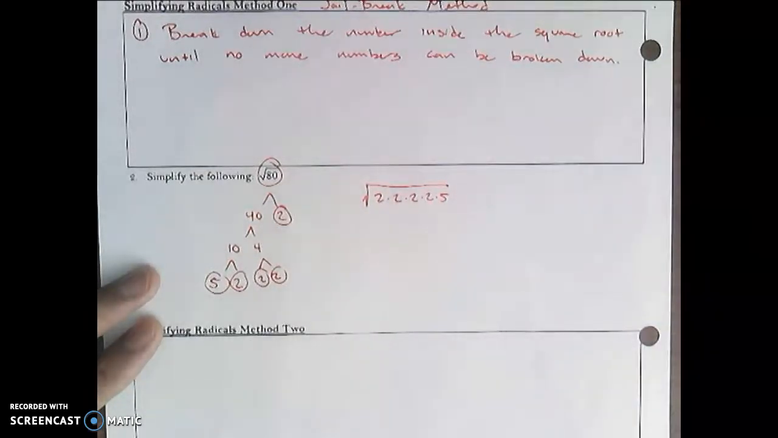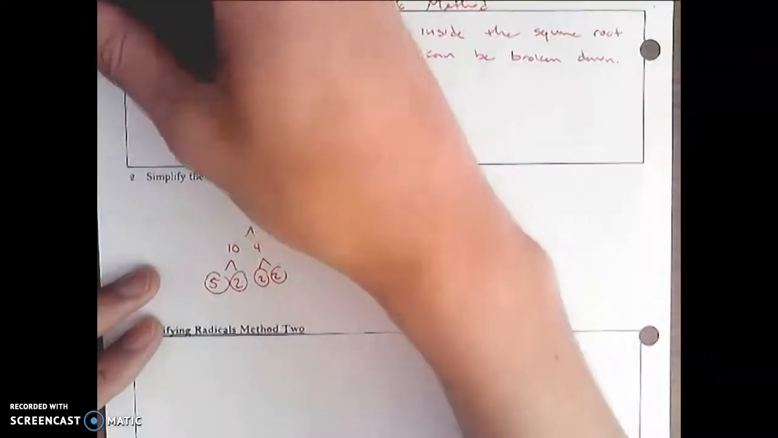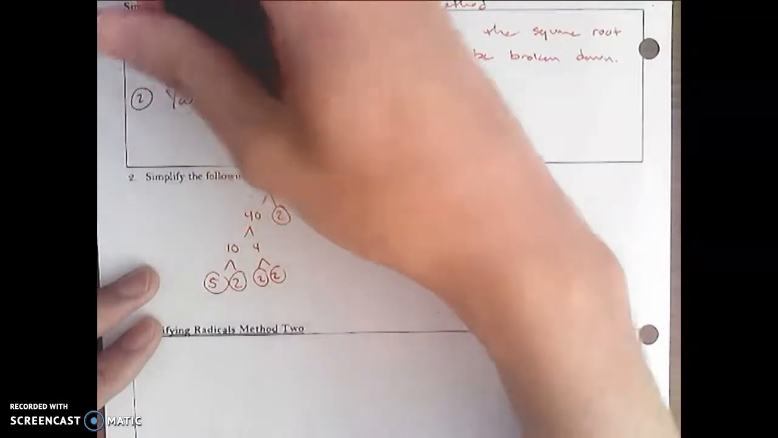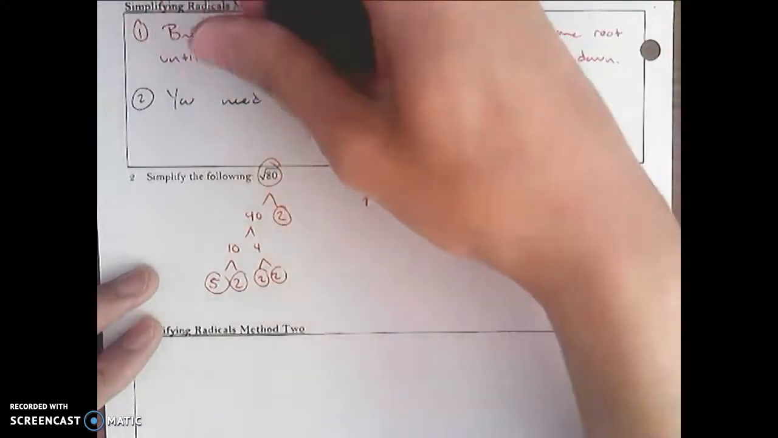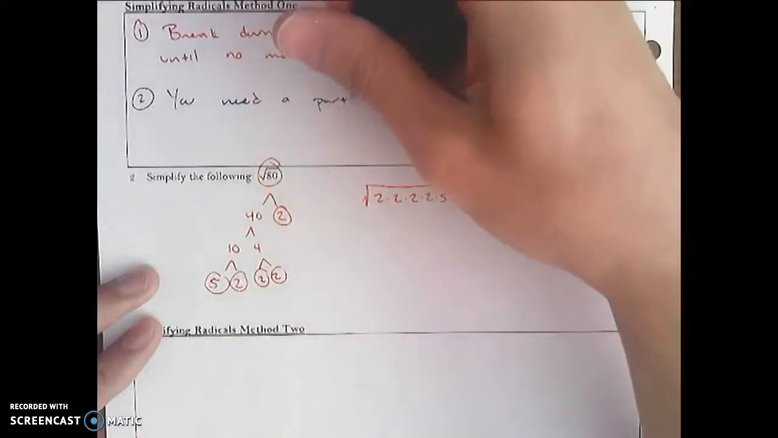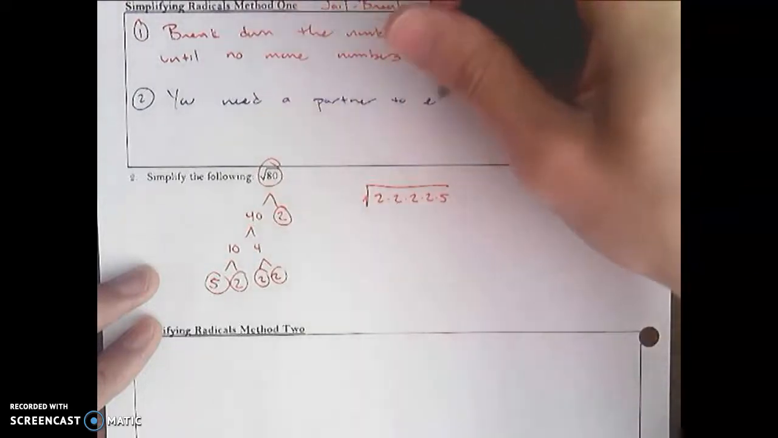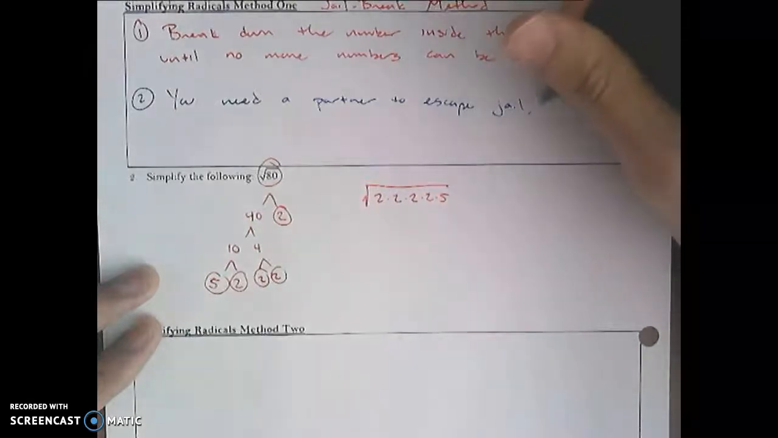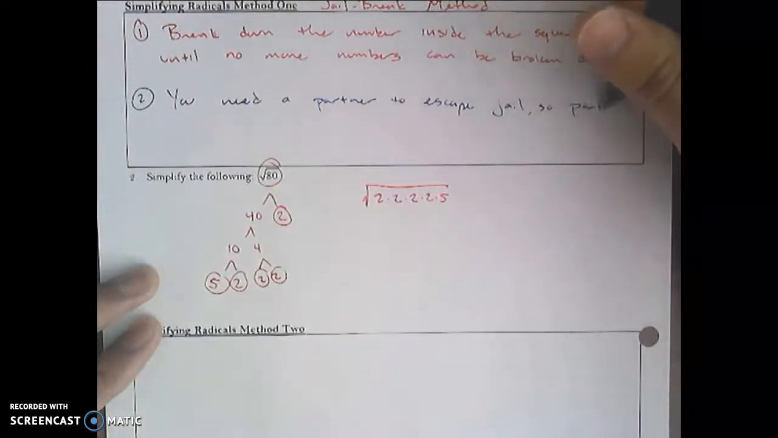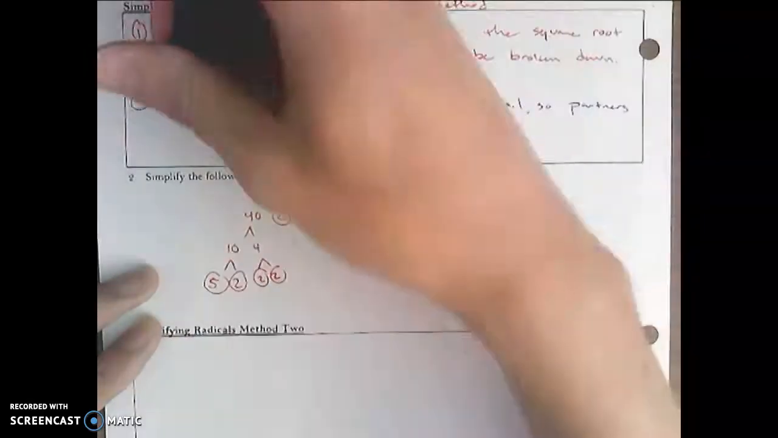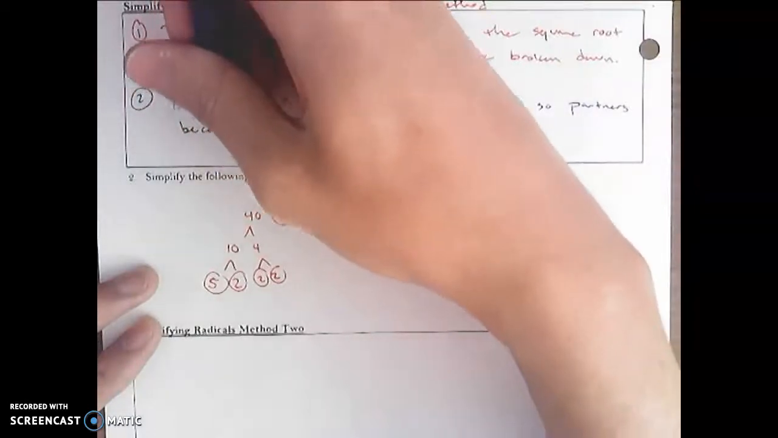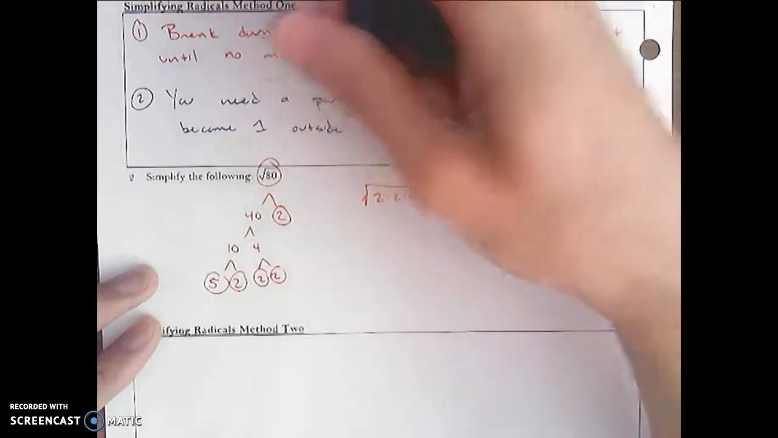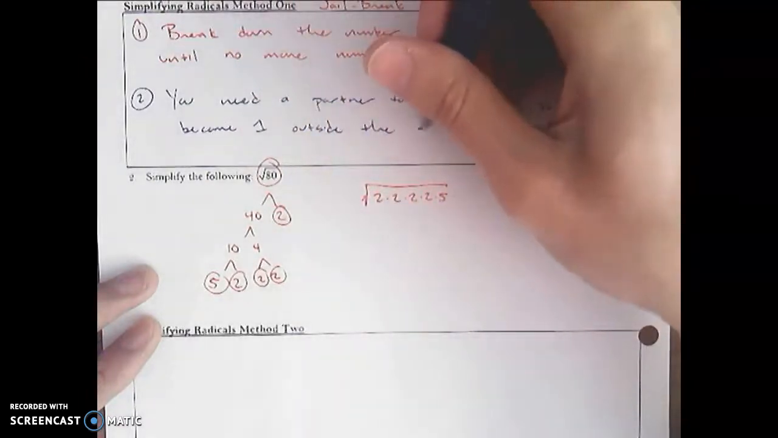That's step 1. Step 2, and I'm going to use a different color for this. Step 2 is you need a partner to escape jail. So partners become 1 outside the square root. And I'll explain what I mean by that.